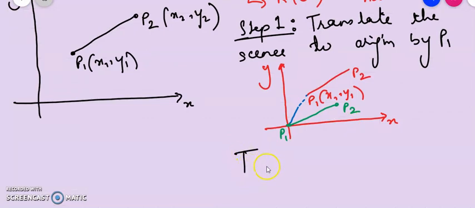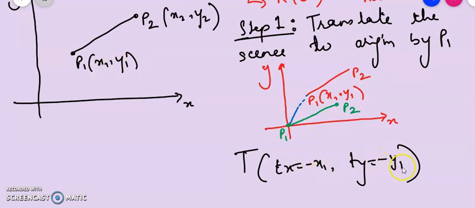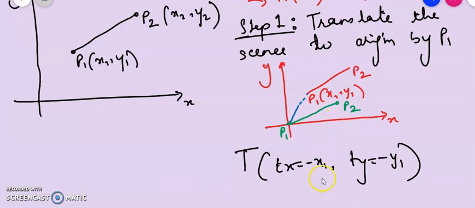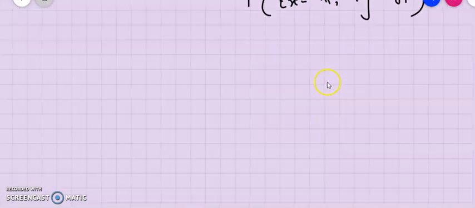I will perform translation with Tx and Ty. Now we have to decide what Tx and Ty will be. The original coordinates for P1 are x1, y1, and I am going towards origin, so in that case this will be minus x1, minus y1. So that's my step number one, and the output is shown to you. Right, we move on to step number two. And what's our step number two?